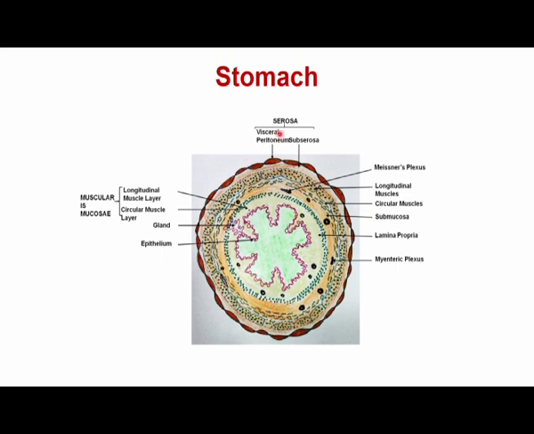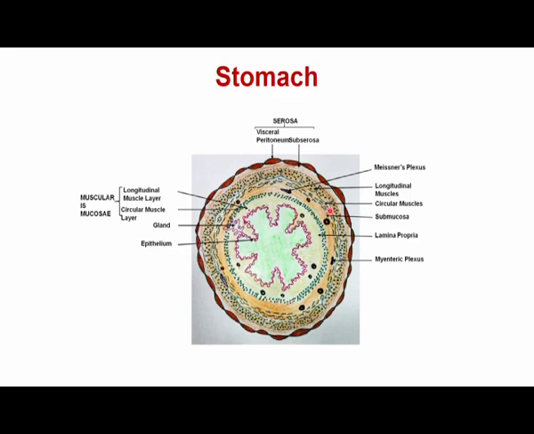The serosa is made up of the visceral peritoneum or the subserosa, and downstream to the serosa we have the muscular layer. This muscular layer contains different types of muscles, the longitudinal muscles as well as the cardiac muscles, and below the muscular layer we have the submucosa. The submucosal layer is made up of connective tissues.